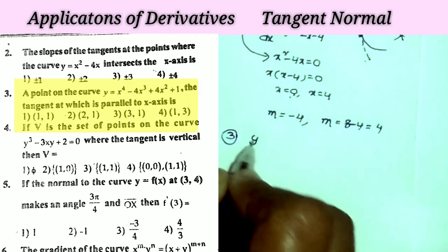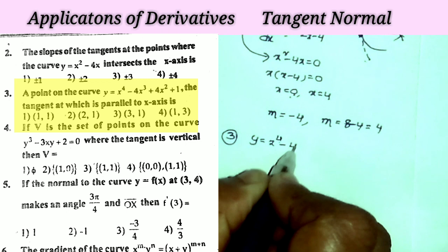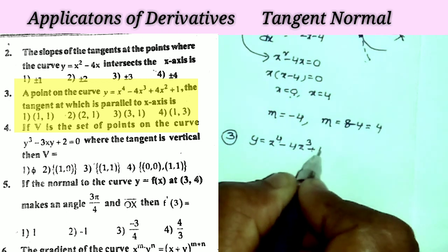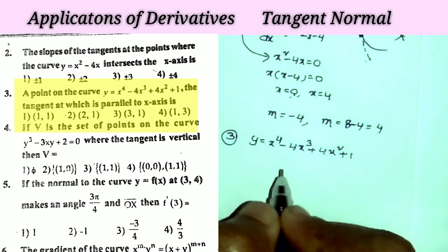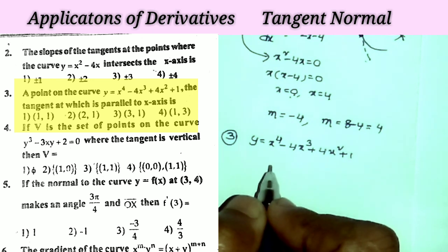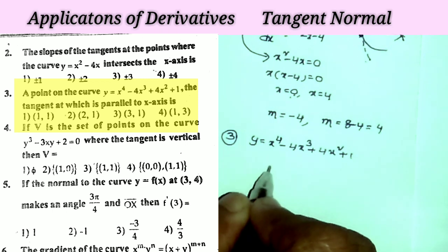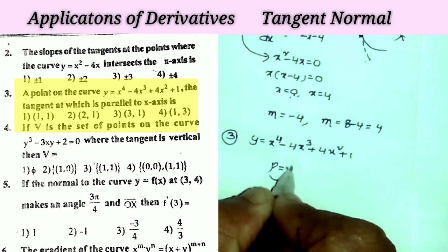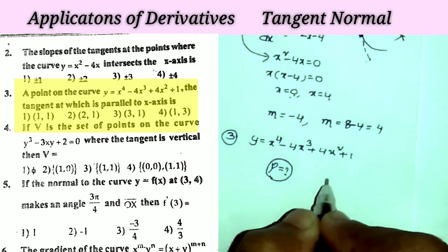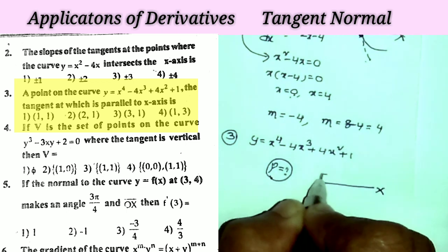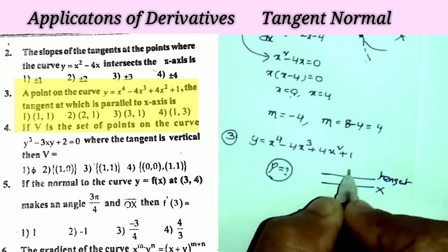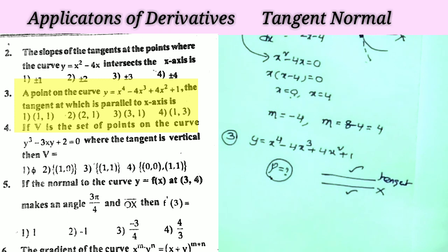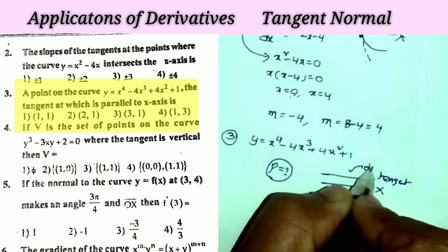Next, sum number 3. One curve is given here, y is equal to x power 4 minus 4x cube plus 4x square plus 1. A point on the curve at which the tangent is parallel to the x-axis. We have to find the point coordinates. What is the given condition? The tangent is parallel to the x-axis. Already I told you about this one. The tangent is parallel to the x-axis means the slope of the tangent is equal to the slope of the x-axis. What is the slope of the x-axis? 0. What is the slope of the tangent? dy by dx.